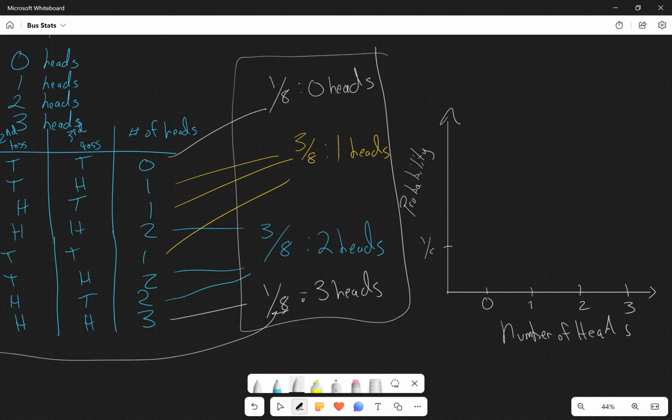So we have 1/8, we have 1/4, we have 3/8, and then we have 1/2. And so now we're just going to be putting, okay, with 0 heads, that's 1/8. So I'm going to have this little bar chart go up to 1/8. And then the number of heads, well, we know that for 1 head, it's going to be 3/8 probability. For 2 heads, it's also 3/8 probability. And for 3 heads, it goes back down to 1/8.